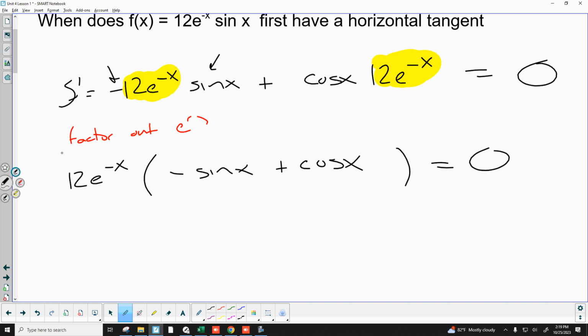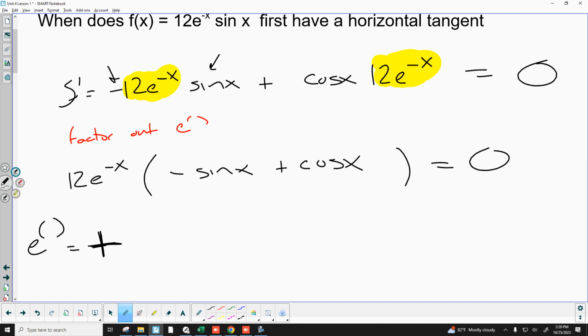So when does the 12e to the negative x equal 0? We are not going to go through the examination, but I just want you to know e to any power, whether it's a negative power, a positive power, or 0, is always positive. e to the x is always positive. It grows really quickly and it goes towards 0.